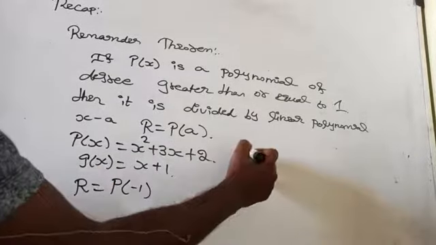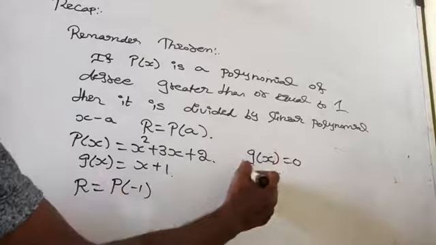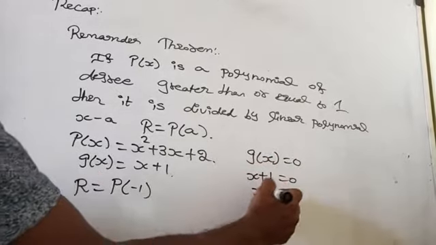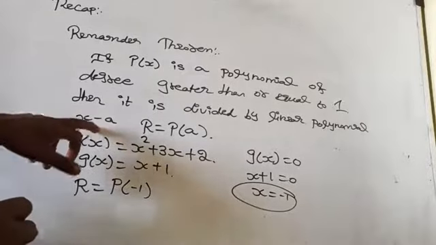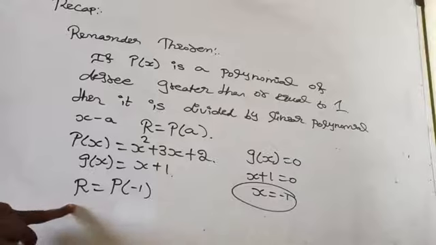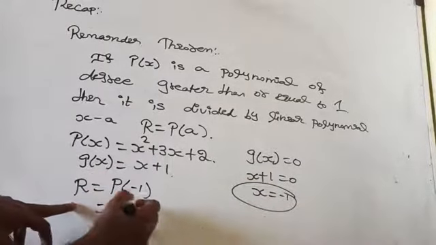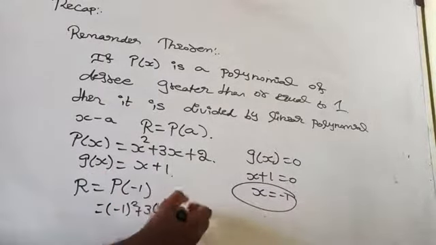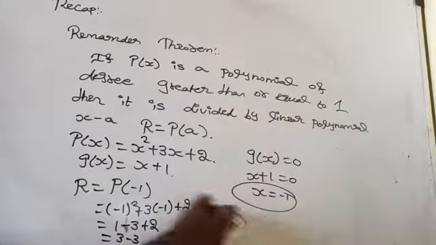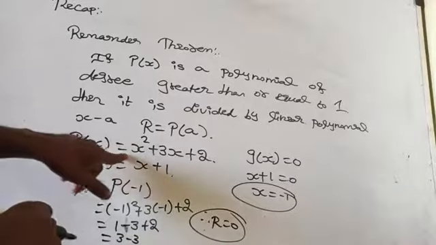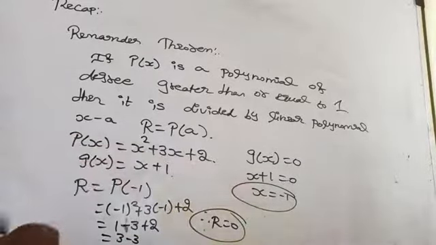That is, just equate the divisor polynomial to 0: x plus 1 equal to 0, x is equal to minus 1. Then replace x by minus 1 in the given dividend polynomial P of x, and you will get the remainder. Minus 1 the whole square plus 3 into minus 1 plus 2. So minus 1 the whole square is 1, plus 3 into minus 1 is minus 3, plus 2. 1 plus 2 is 3, 3 minus 3 is 0. Therefore, the remainder is 0 when the polynomial x square plus 3x plus 2 is divided by x plus 1. Are you getting it?